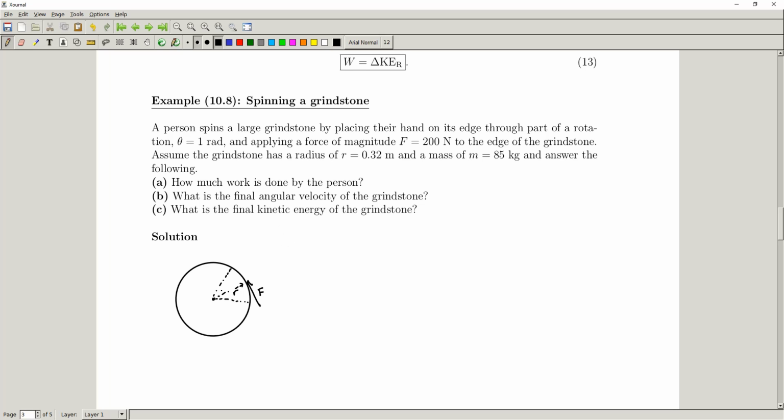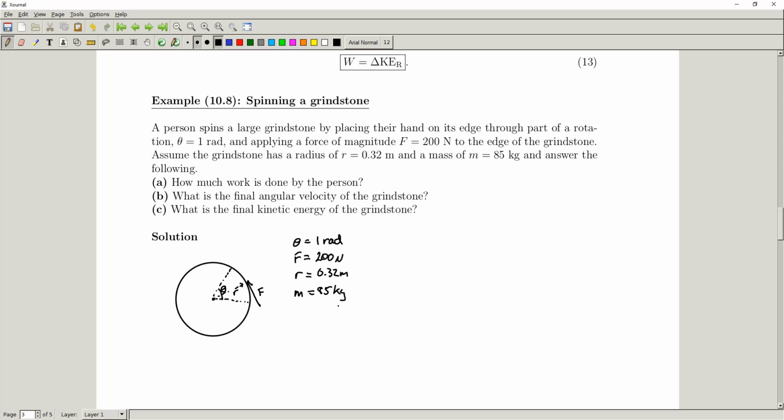Well, first maybe I'll put some variables in here. So we have theta is equal to 1 radian. Our force has a magnitude of 200 newtons. Then we're also told that r, the radius of this grindstone, is 0.32 meters, and the mass of the grindstone is 85 kilograms. Okay. And so we want to answer the following questions.